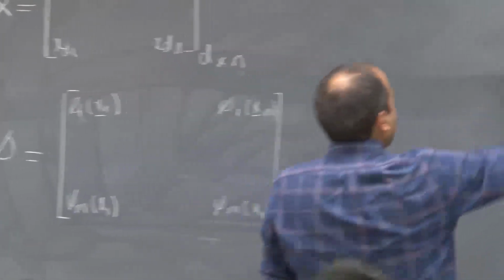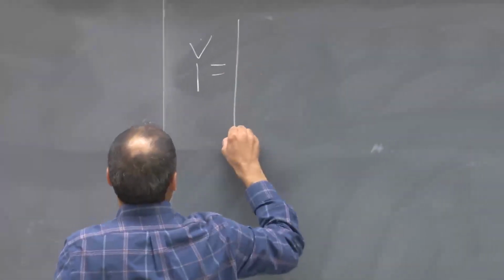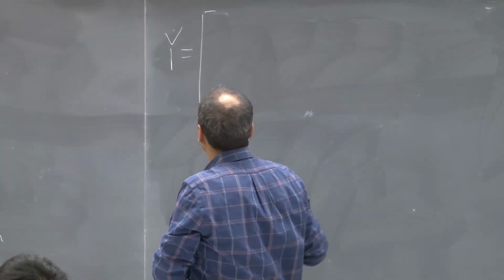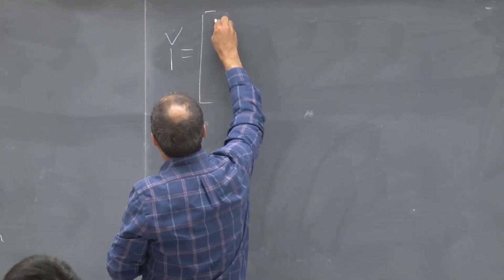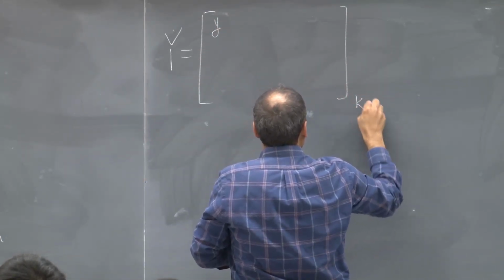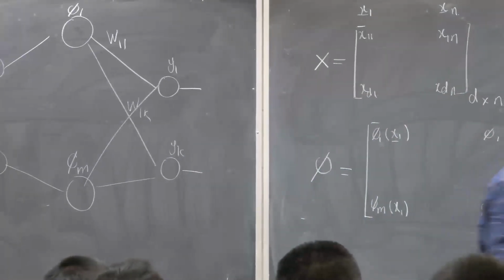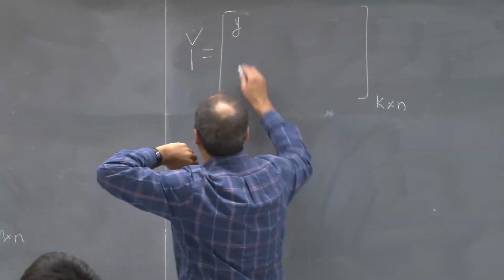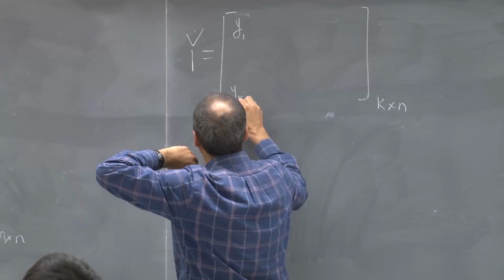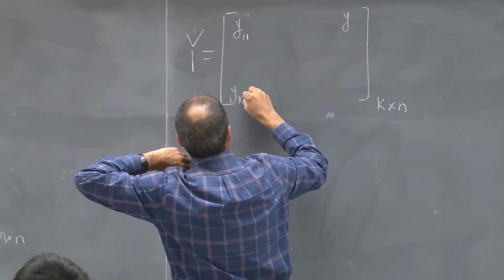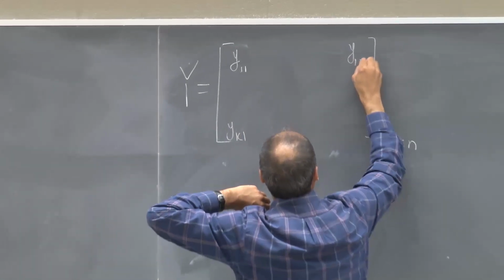Okay? And I have Y as a matrix. This matrix has basically k by n values, because, as you see, it's k dimensional. So for any given point, I have y1 to yk, and I have n of them.